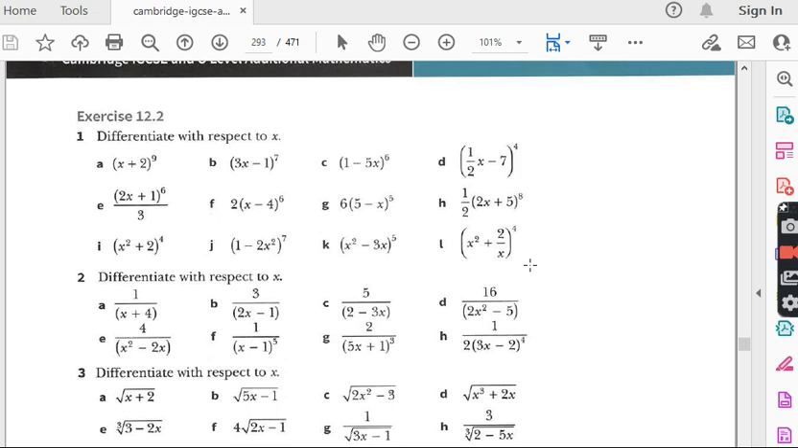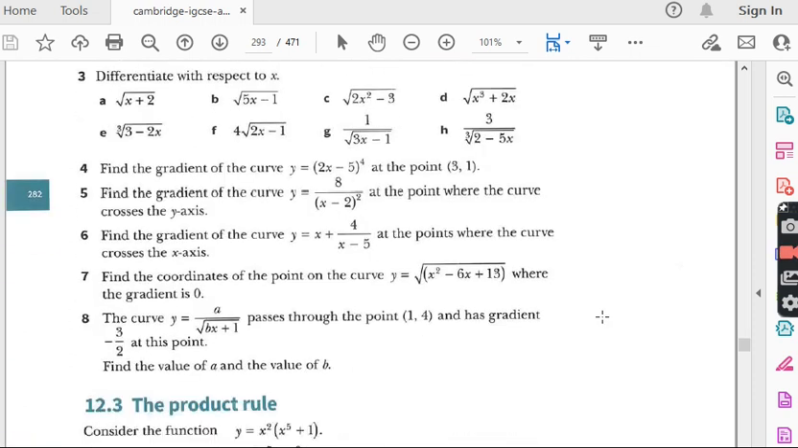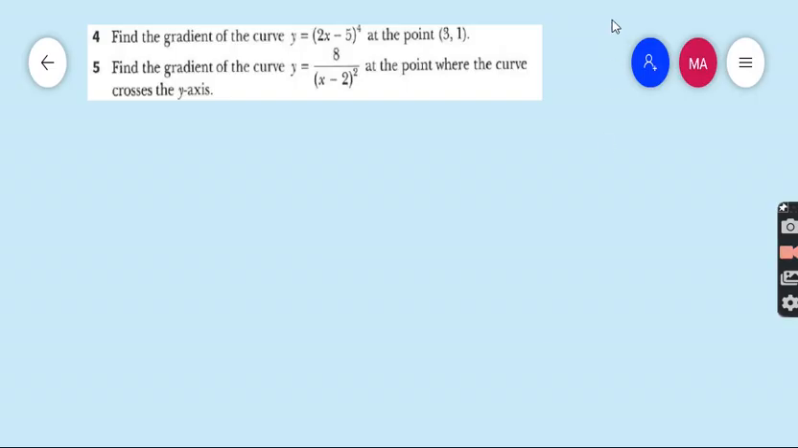Today we are going to do the remaining questions of this exercise. In the last lecture we did question number 1, 2, 3, all parts. So let's start question number 4. Find the gradient of the curve. Question number 4: y is equal to (2x minus 5) to the power 4 at the point (3, 1). Gradient means find the derivative, so dy by dx.